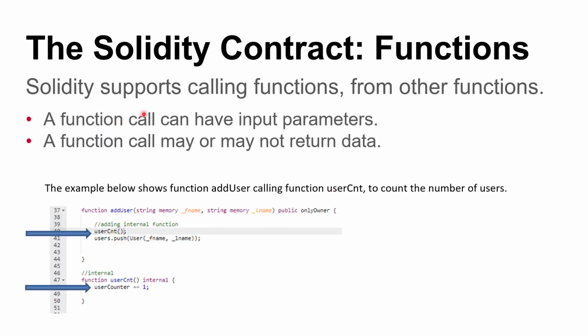So Solidity supports calling functions from other functions. A function call can have input parameters. A function call may or may not return data. So we can see here, we have a function here. We can see the curly braces that is calling the user count data. And we can see here how it's actually used. You can see here user count. This function is down here. We can see that function add user is actually calling user count.